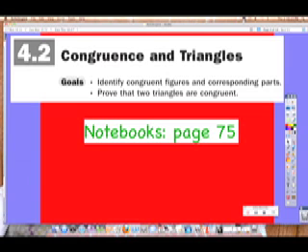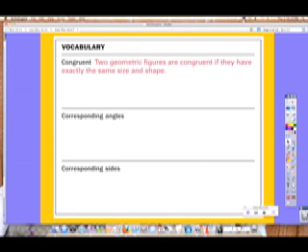So the first part, we have 3 vocab words in there. The very first one, congruent. Just think about this. In order for 2 things to be congruent, it has to be exactly the same size, exactly the same shape. Congruent means equal. Corresponding angles, corresponding sides. Let's draw ourselves 2 triangles. Try to make them congruent, because I'm going to use the blank space in the box for congruent.